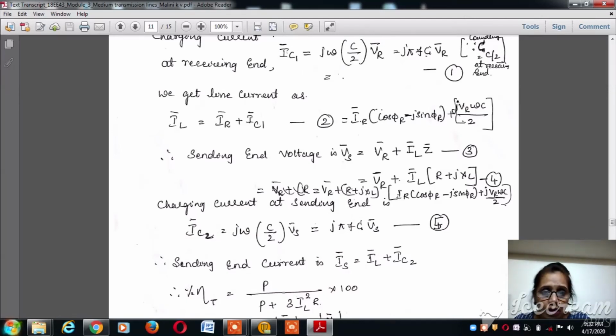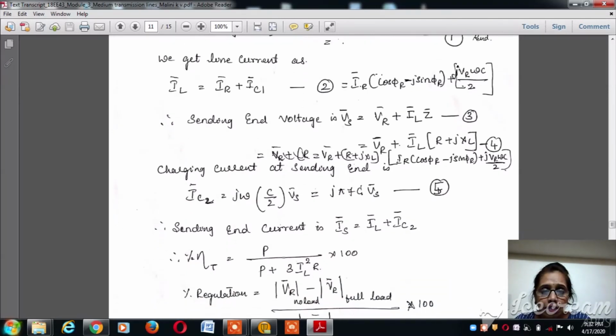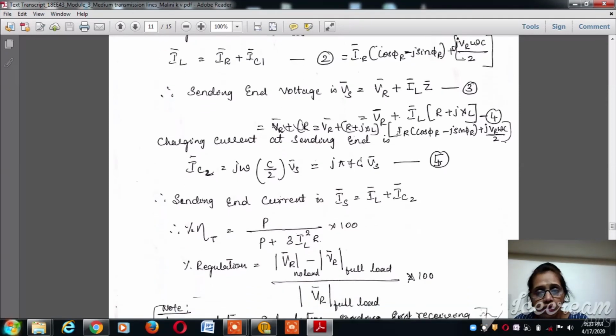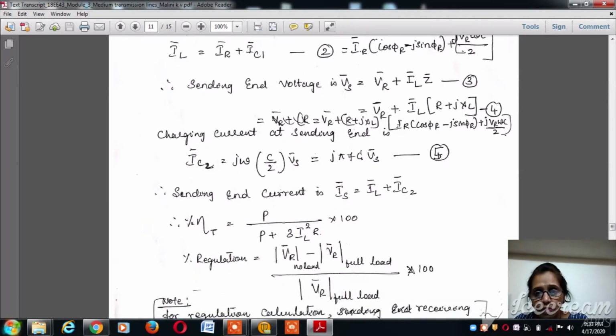So now the sending end voltage is nothing but VS, that is equal to VR plus IL into Z. Z is the total impedance of the line, on the center. So keep this as equation 3. Substitute the equations: VR plus IL into Z, where Z is nothing but R plus jXL. Keep this as equation 4.